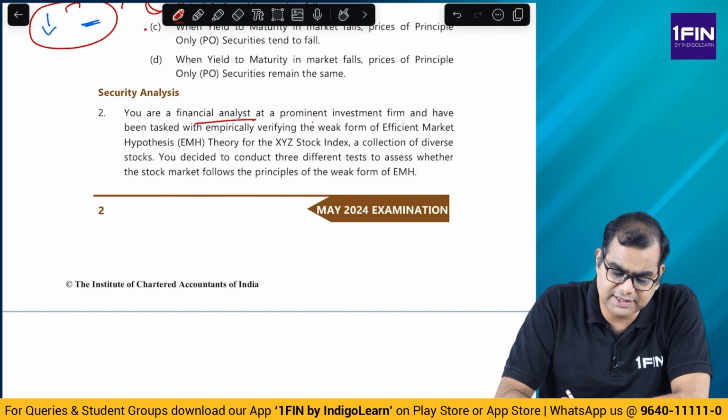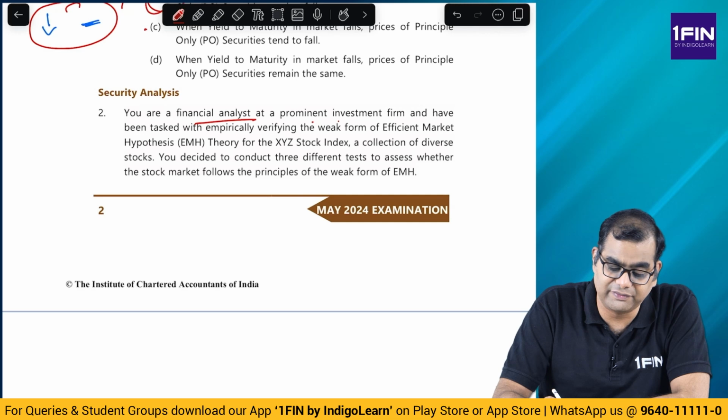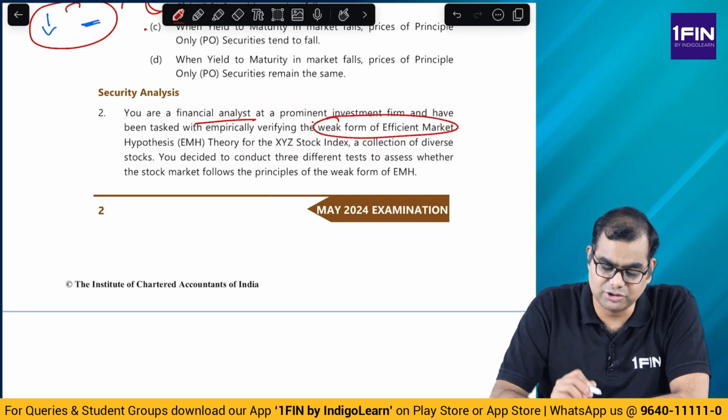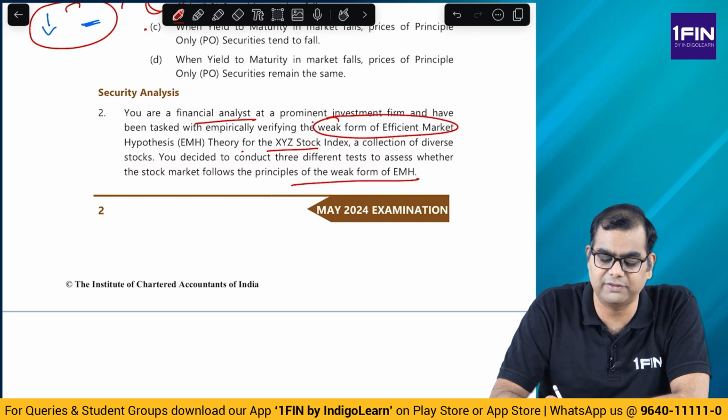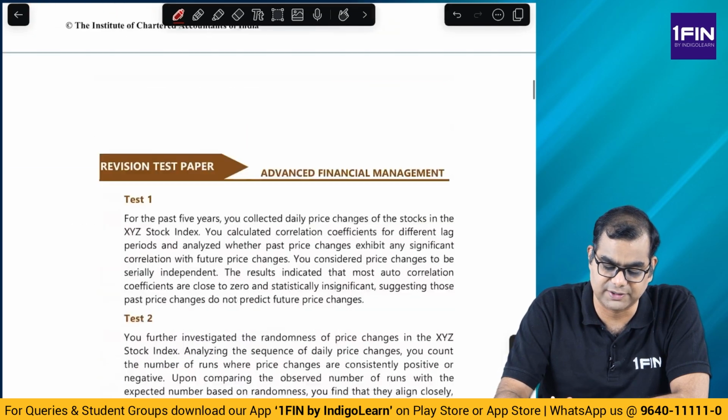You are a financial analyst at a prominent investment firm and have been tasked with empirically verifying the weak form of efficient market. Please note this word, weak form. You are supposed to verify the weak form of efficient market hypothesis theory for stocks, for the XYZ stock index, a collection of diverse stocks. You decided to conduct 3 different tests to assess whether the stock market follows the principle of weak form of efficient market hypothesis.